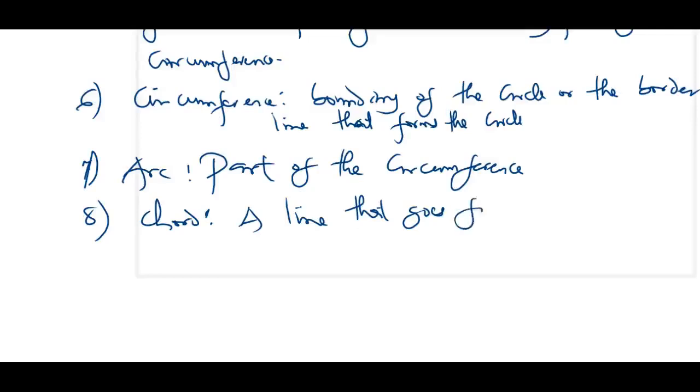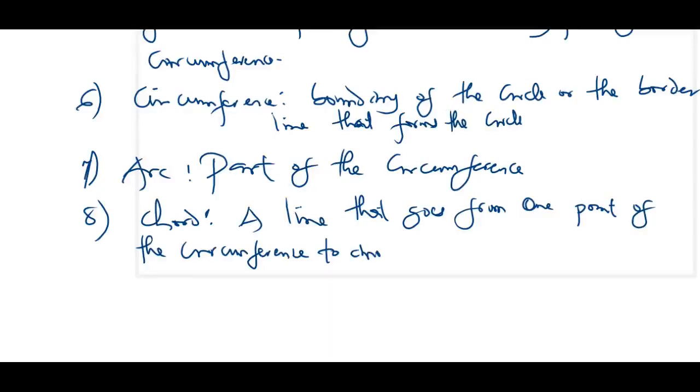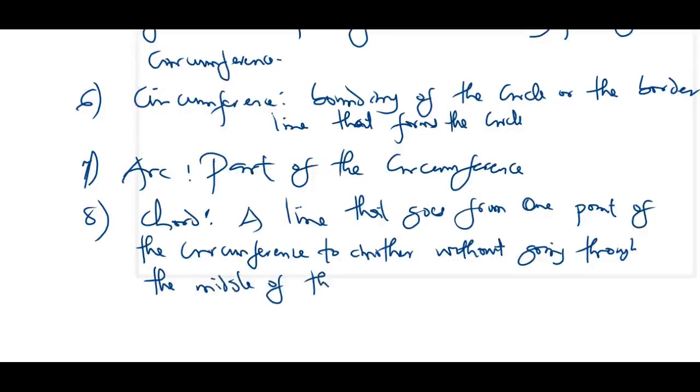A line that goes from one point of the circumference to another without going through the middle of the circle. Because once the line goes through the middle of the circle, it is no longer a chord, it is now a diameter. All right.